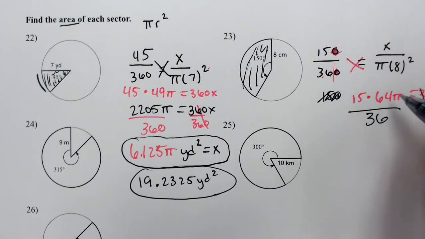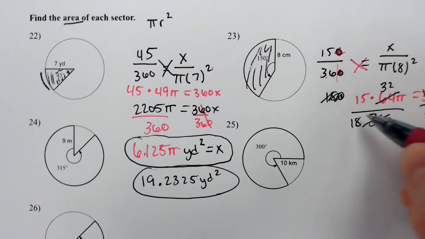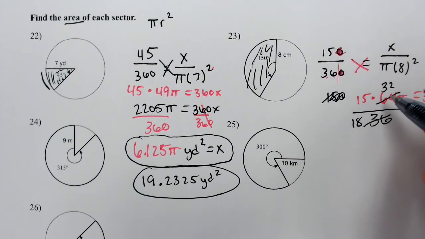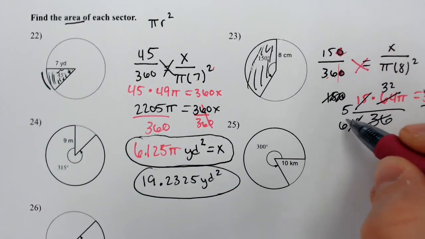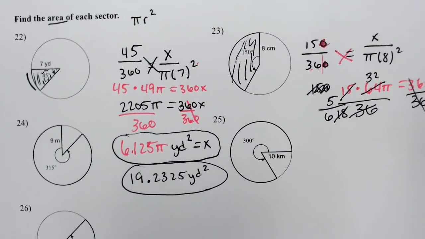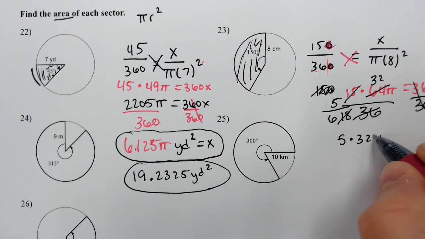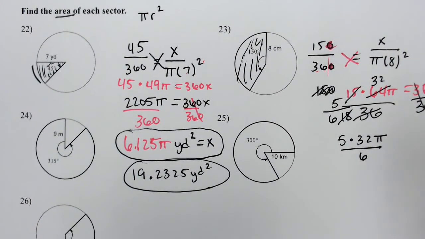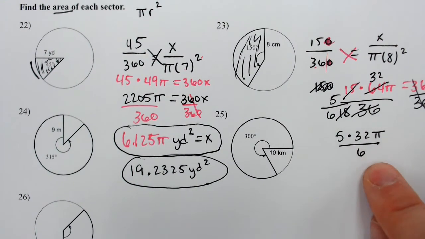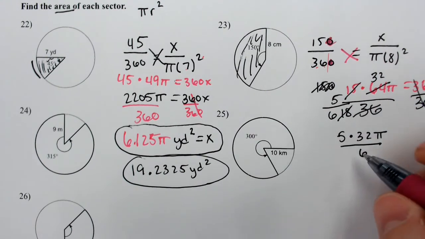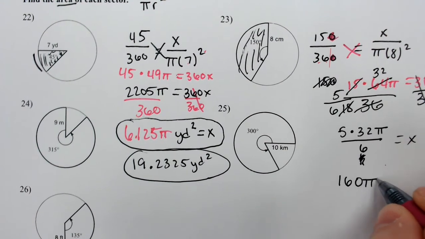In my case, I would rather maybe divide both of those by 2 and get 32 and 18. And then realize that both 15 and 18 could divide by 3 and get 5 and 6. And I feel like that's about as far as I could go. We could do 5 times 32 pi over 6. We could have also taken the 32 and divided by 2 again. Either way, we end up with 160 pi over 6.